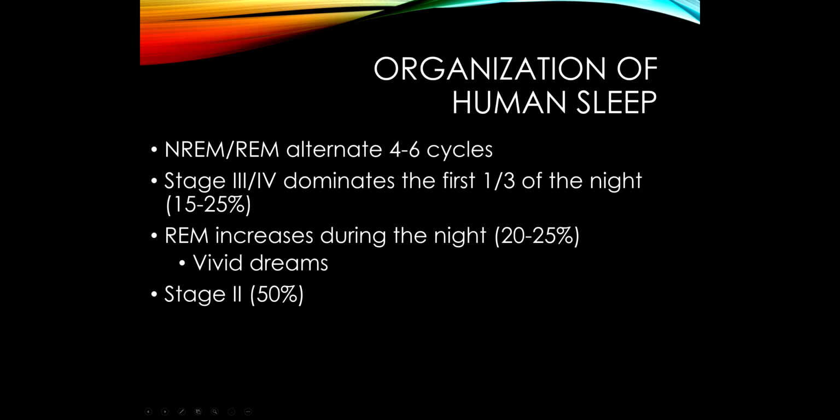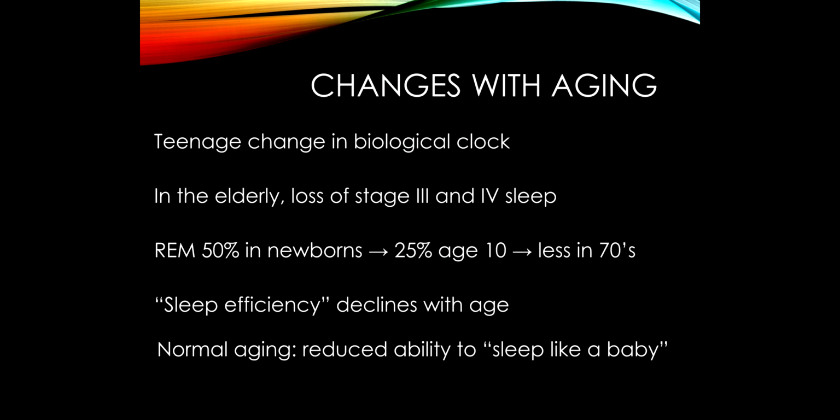So we have these cycles, and it can vary from individual to individual, 4 to 6 cycles between non-REM and REM stages of sleep. Again, the deeper stages are especially the first third of the night. REM increases towards the end of sleep. Okay. Again, we dream through all stages of sleep, but the really vivid ones that you'll remember are during REM sleep. And important that you remember that half of sleep is stage 2, which remember you want to associate with memory consolidation. So a lot of things happen just with normal aging.